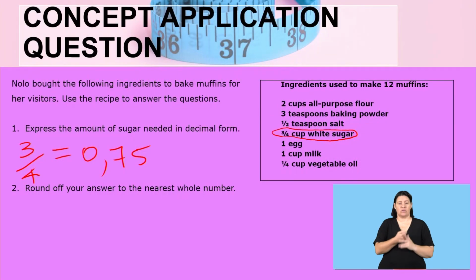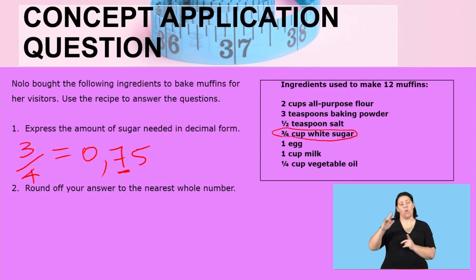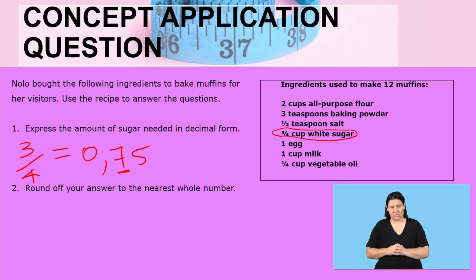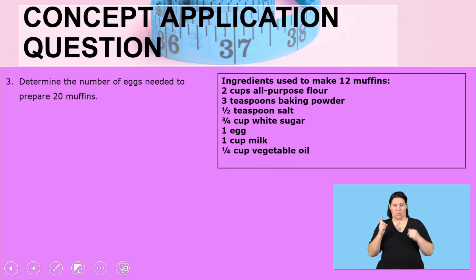Round off your answer to the nearest whole number. Now we need to round off. Remember the principles of rounding. When we round off to the nearest whole number, we are guided by the first decimal value after the whole number, which is 7. So we look at 7. 7 is greater than 4, so we are going to round up. Then our answer will be 1, because we add 1 to 0 and then we will have 1.